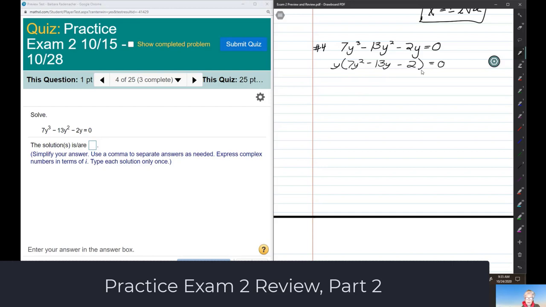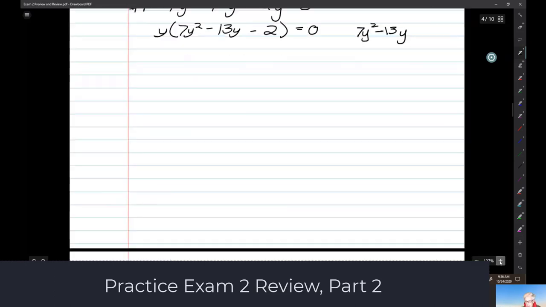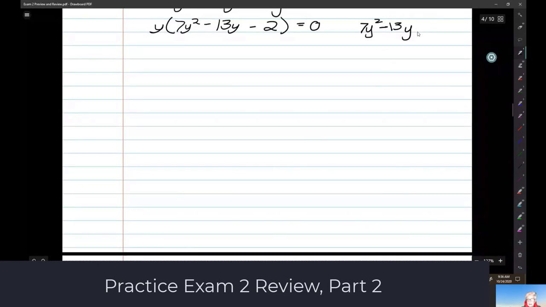Now, I think this is factorable by grouping or the AC method. It depends on whether you want to use the AC method or whether you want to use the quadratic formula. Let's do the AC method. So we're going to come over to the edge here. 7y squared minus 13y minus 2.